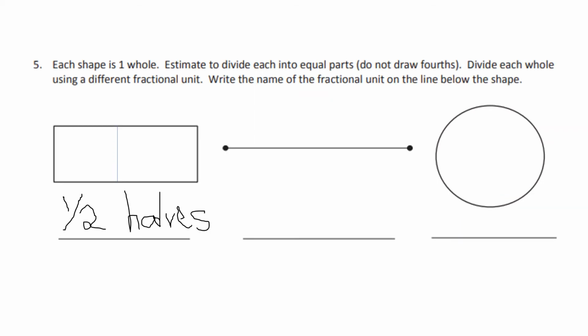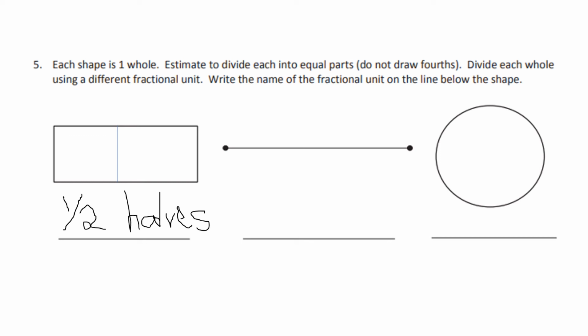So for this next one, it says again, estimate and divide into equal parts. Do not draw fourths. Divide each whole using a different fractional unit. Write the name, the fractional unit on the line below the shape. So everybody's might be different. If yours is different than what I have as my answers, that is okay.